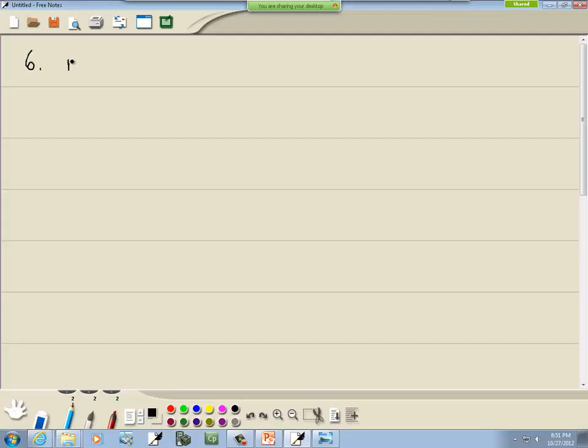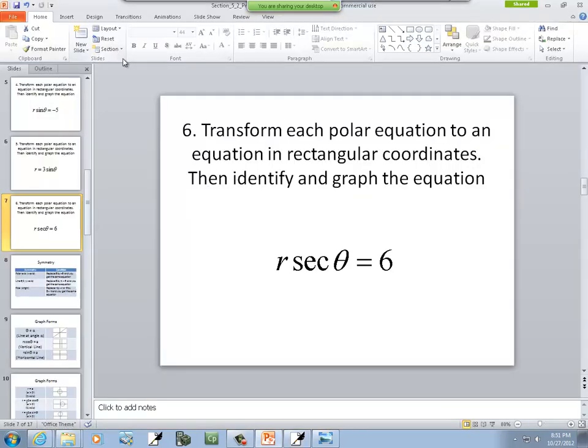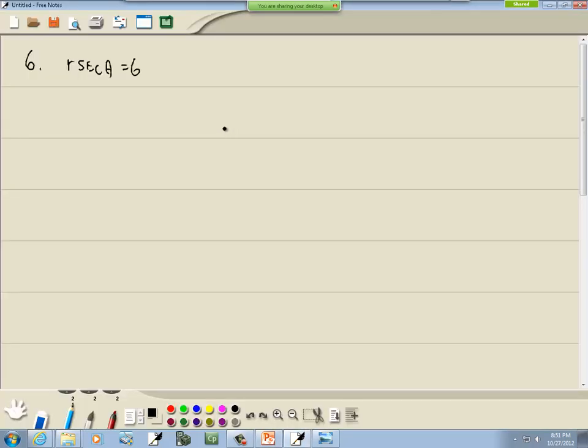We got r secant theta is equal to 6. Same instructions. Want to transform it to rectangular, identify, and graph it. Well, secant is 1 over cosine. So this becomes r over cosine theta is equal to 6. Now I want to get rid of the fraction, so I'll multiply both sides by cosine theta. And we get r is equal to 6 cosine theta.